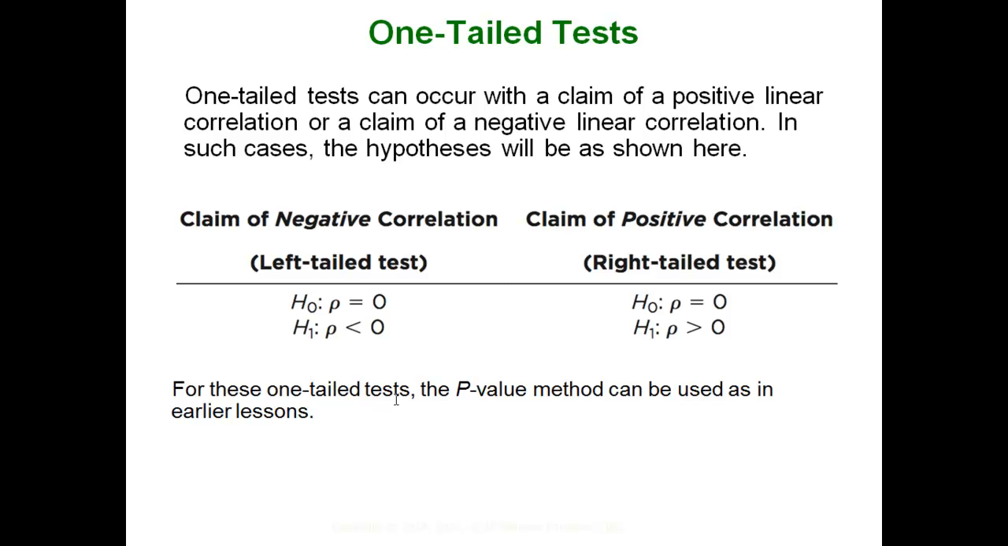Now, in this example we ran, we were doing a two-tailed test, right? The claim was that there was a correlation, so that rho was just not equal to 0. But you can actually make the stronger claim of a positive or a negative correlation, right? Rho is less than 0 for a negative correlation or greater than 0 for a positive correlation. And you can still run these tests the same way as you would normally. It's just now you're running a one-tailed test instead of a two-tailed test.